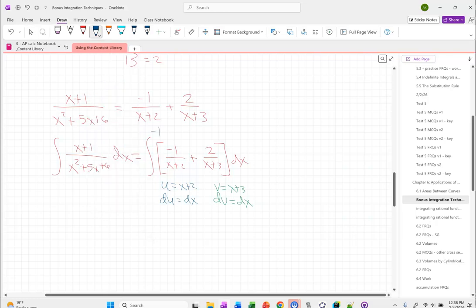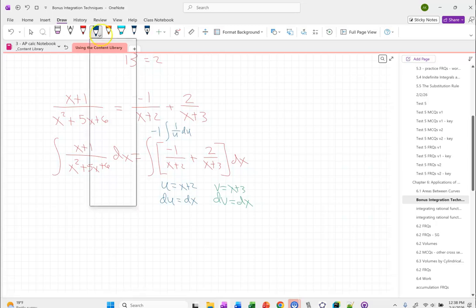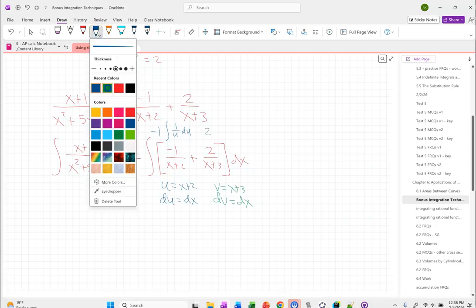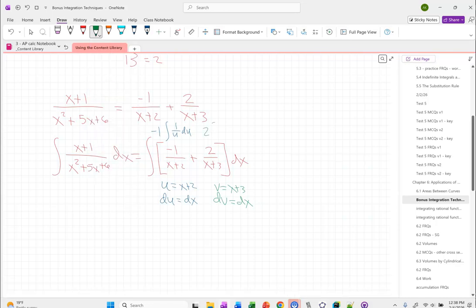So what I really have then is negative 1 integral 1 over u du, and then I have 2 integral 1 over v dv. Can we see the substitutions that I've done?